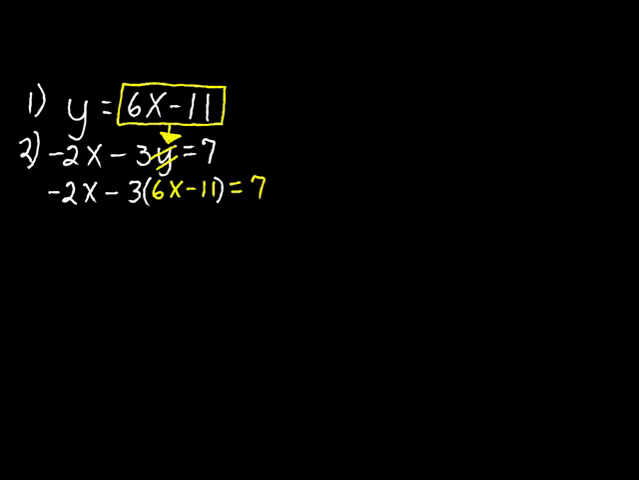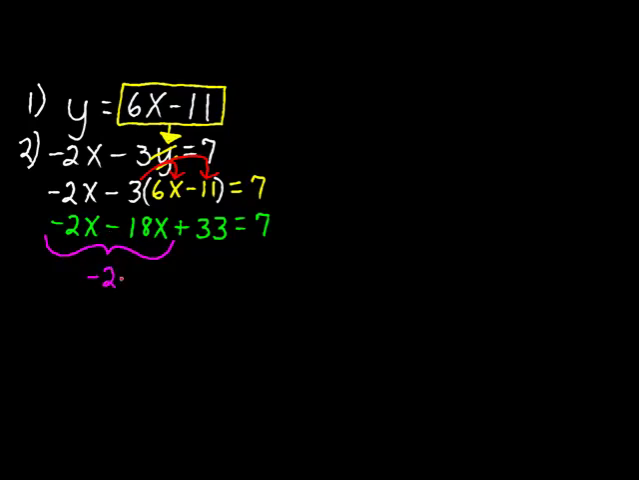What I'm going to go ahead and do is simplify that using the distributive property to start with, and I'm going to end up with negative 2x minus, now I've got 3 times 6x, which is 18x, and then I've got the minus 3 times minus 11. That's going to give me a positive 33. Okay, so it's really negative 3 times negative 11, and that all equals 7. The right hand has not changed at all. So now I'm going to do a little simplifying of like terms. I'm going to combine the negative 2x and the negative 18x, and I'll have negative 20x plus 33 equals 7. And I'll go ahead and solve that by taking 33 away from both sides.